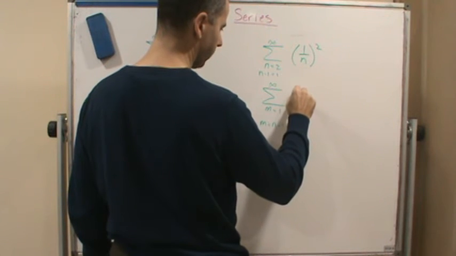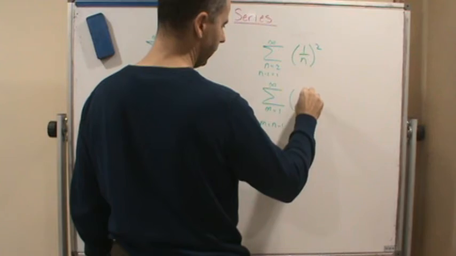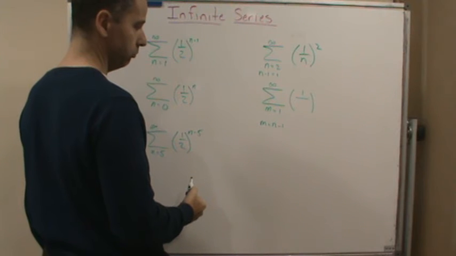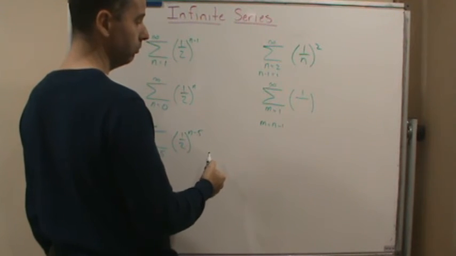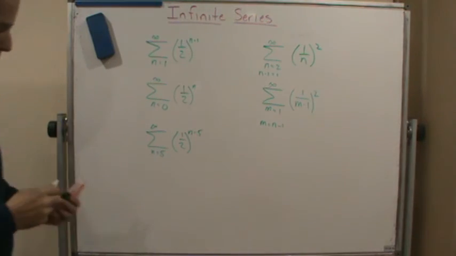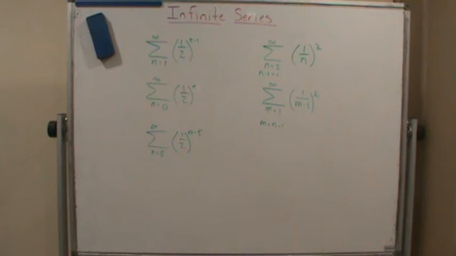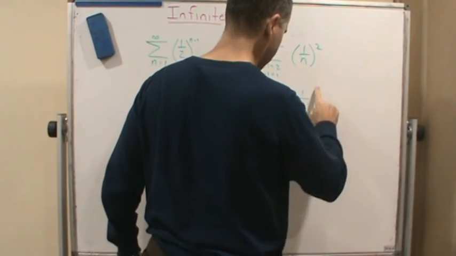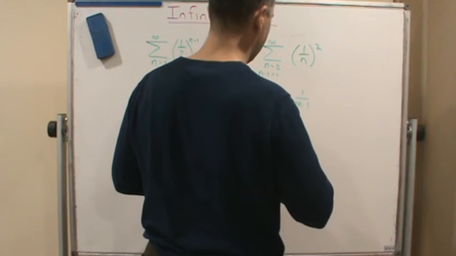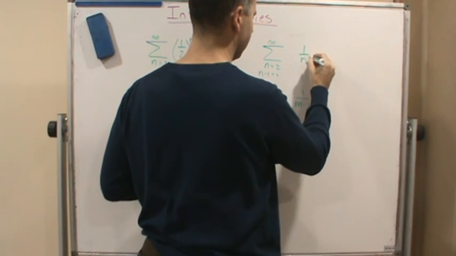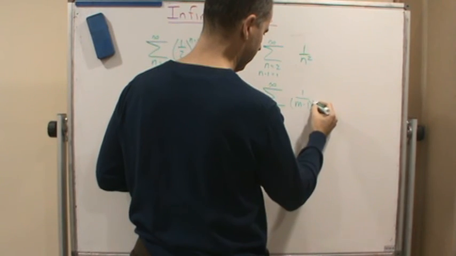Well, I'm going to have 1 over, instead of n, well, what is n equal to? n is equal to m plus 1. And so that's now my new series. It should be on the denominator. Yeah, actually, let's write it this way. Same thing, but like that.